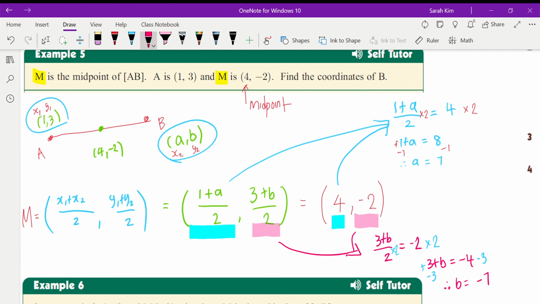So I found the coordinates of B, I mean. So let me write that down for you. The coordinate B, my x coordinate was A, so that's going to be 7. My y coordinate was B, which is -7, so I can write it down like this. So my B is 7, -7, and that's it.